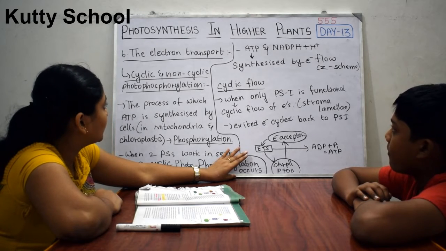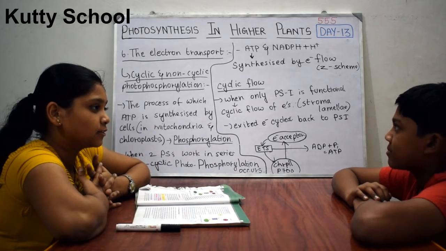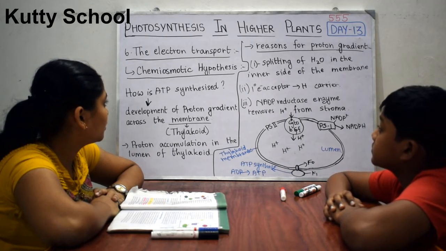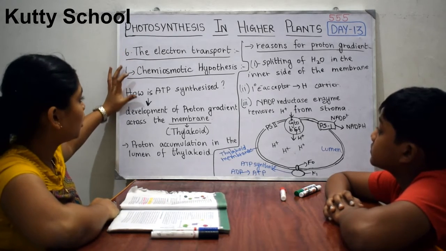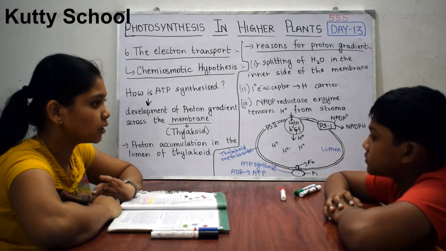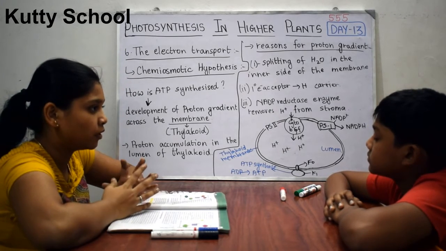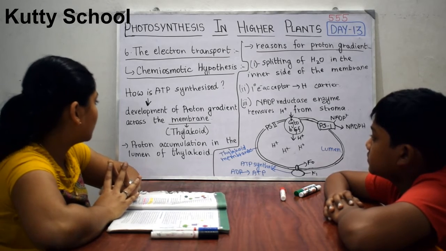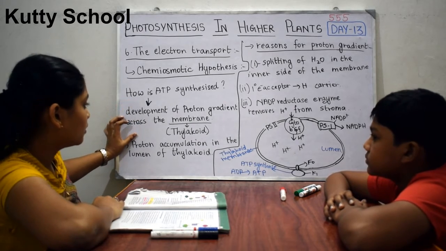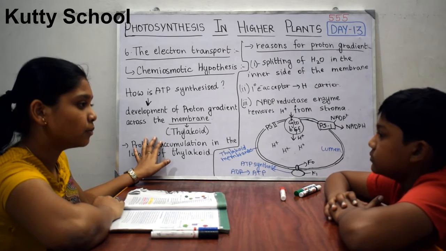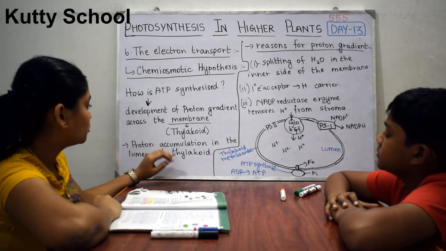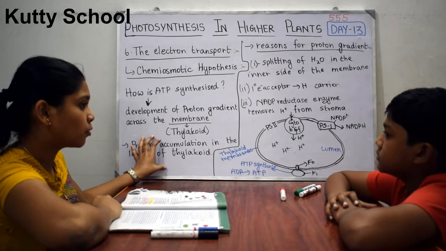Next we go to the next subtopic, which is the chemiosmotic hypothesis. This hypothesis explains how ATP is synthesized. Generally plants synthesize ATP by electrons, we know that. How this process goes on, we are going to discuss here. Here a proton gradient develops across the thylakoid membrane. Why are protons accumulating inside the lumen of the thylakoid? We are going to study the reasons.